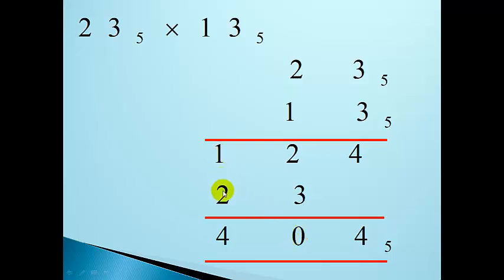Now 1 plus 2 equals 3. 3 plus that 1 group is 4. And because the 4 is not up to the base 5, we write 4. So we have 4, 0, 4 base 5. That is when we multiply 2, 3 base 5 by 1, 3 base 5. The answer is 4, 0, 4 base 5.